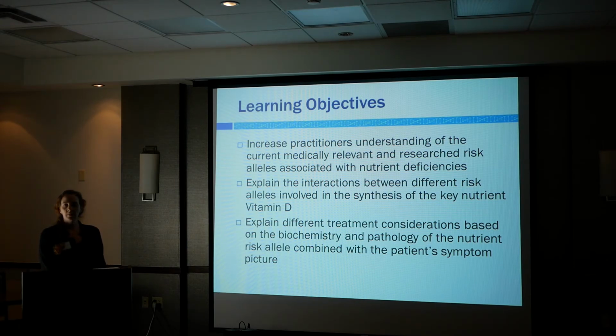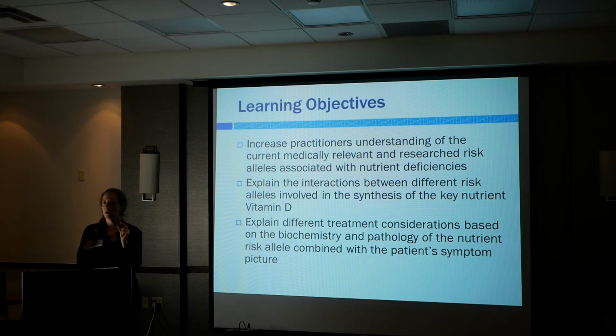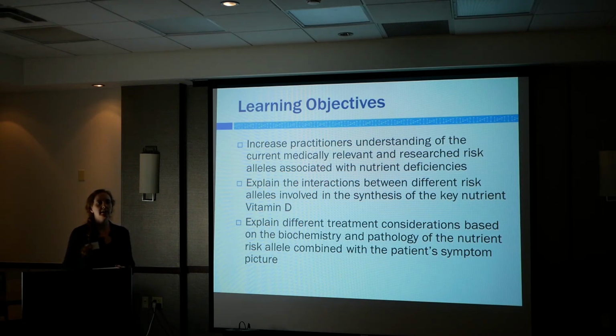And then talk about treatment considerations, just so that you know if a person does have a risk allele, what's a good treatment consideration. Because what's really interesting about these risk alleles oftentimes is that there's one specific part of raising nutrient levels that they are involved in. And if you can identify that part and bypass it or support it, then you can quickly and effectively raise a person's nutrient levels.